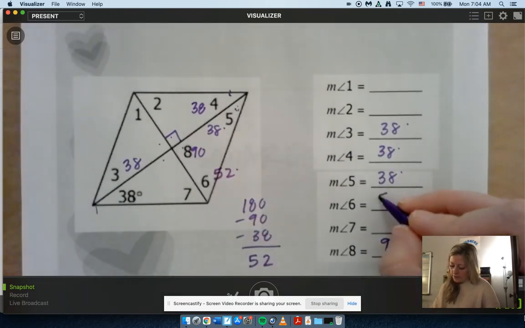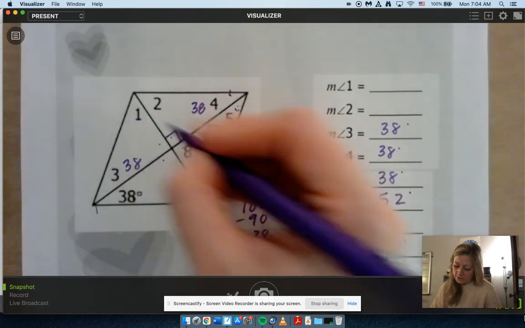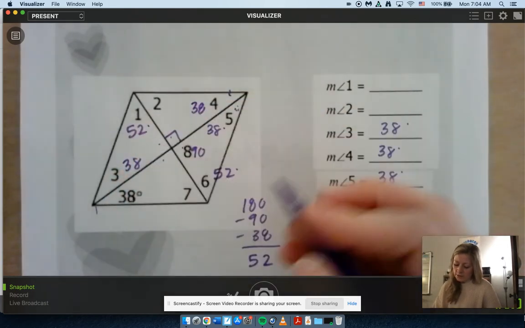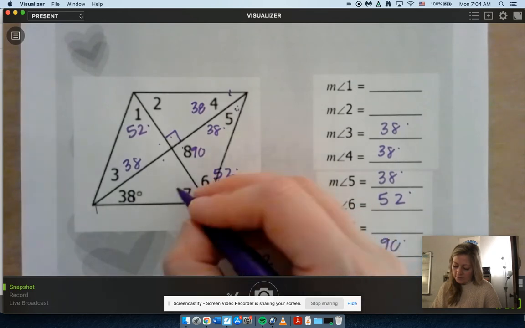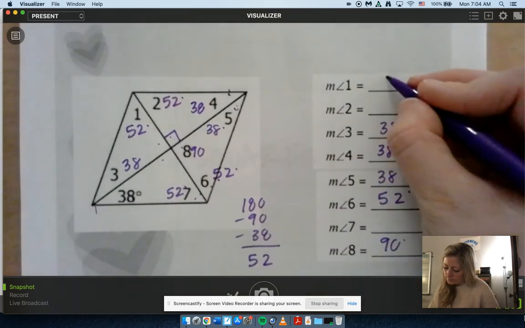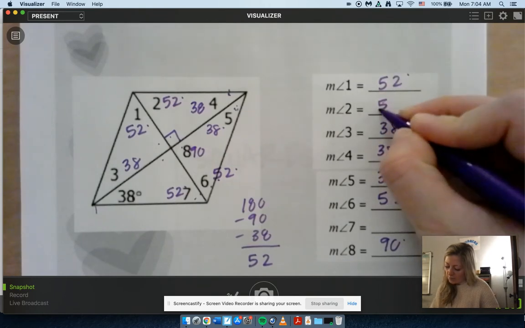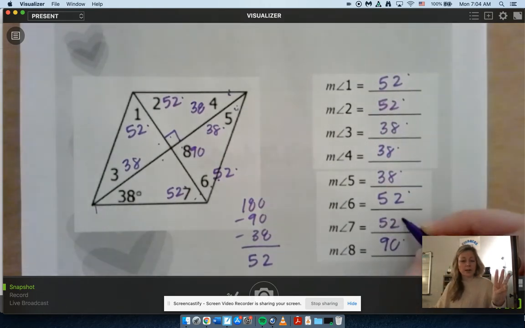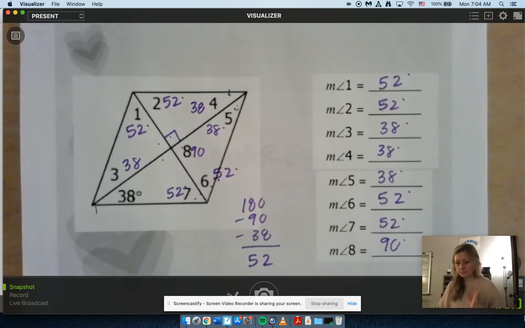And then again, alternate interior angles tells me 1 is 52. And then since our corner angles are bisected, 7 is also 52, as is 2. Again, you shouldn't get any more than 3 different angle measures in a rhombus, so that's what's kind of nice, okay?